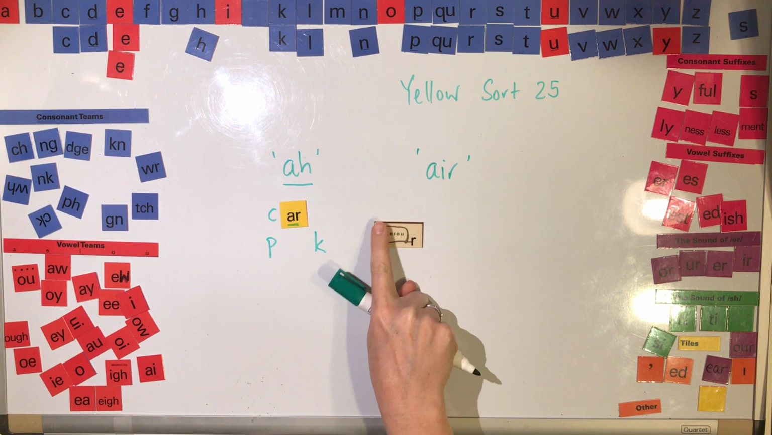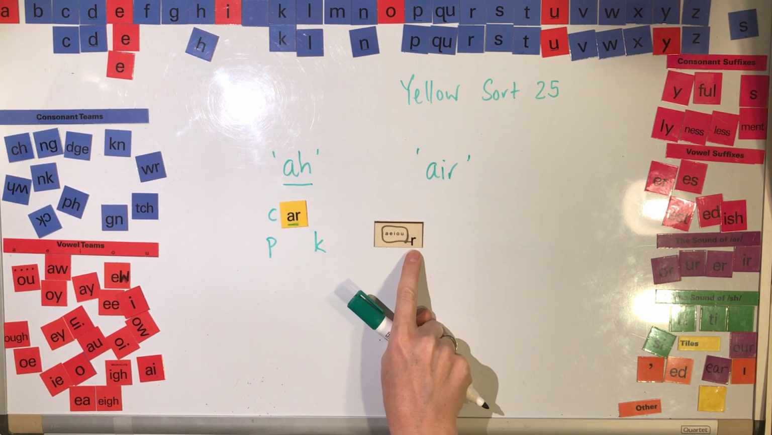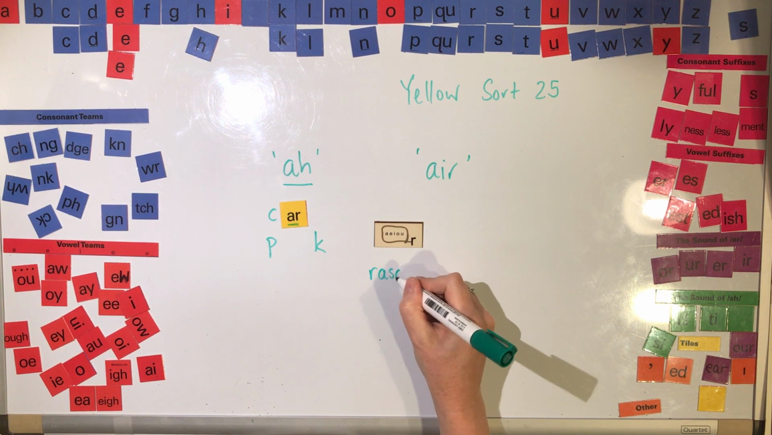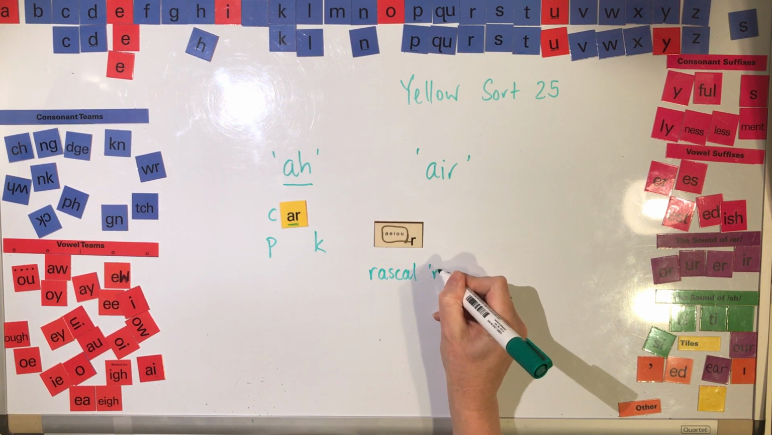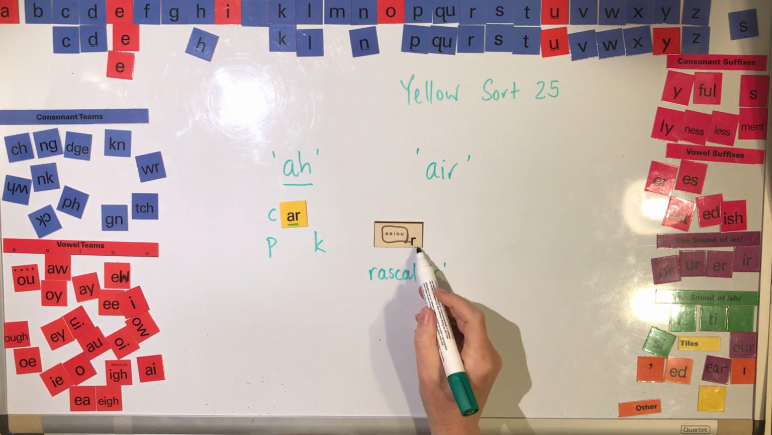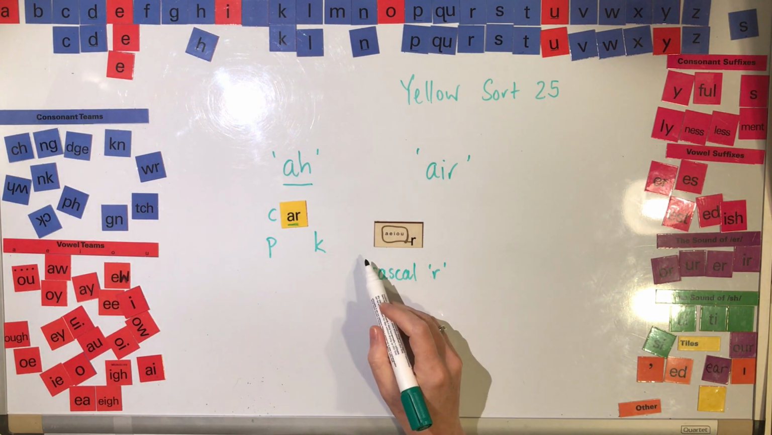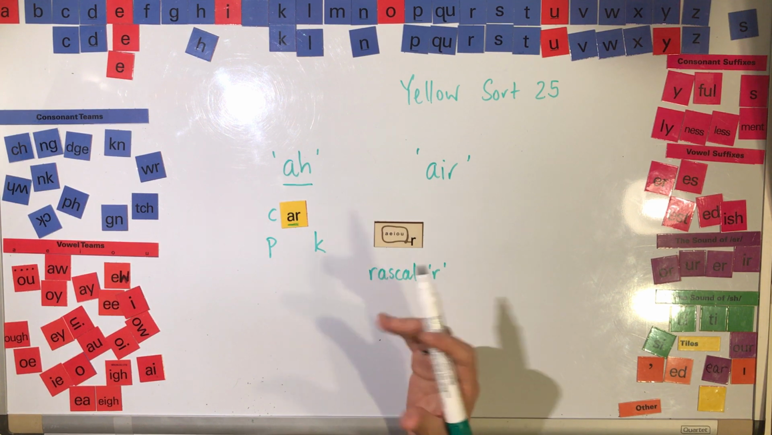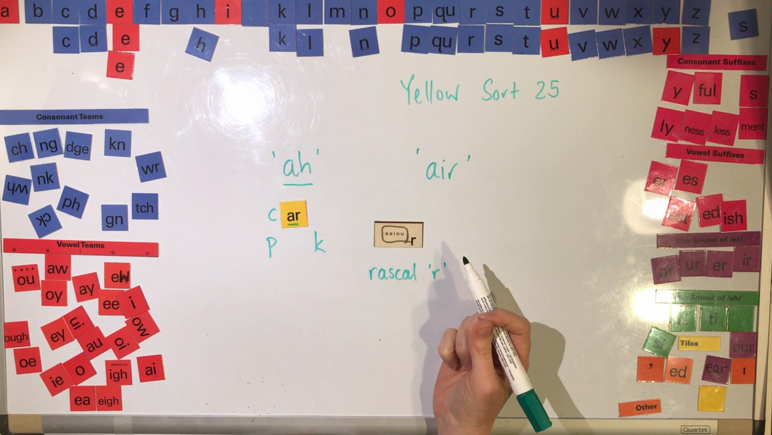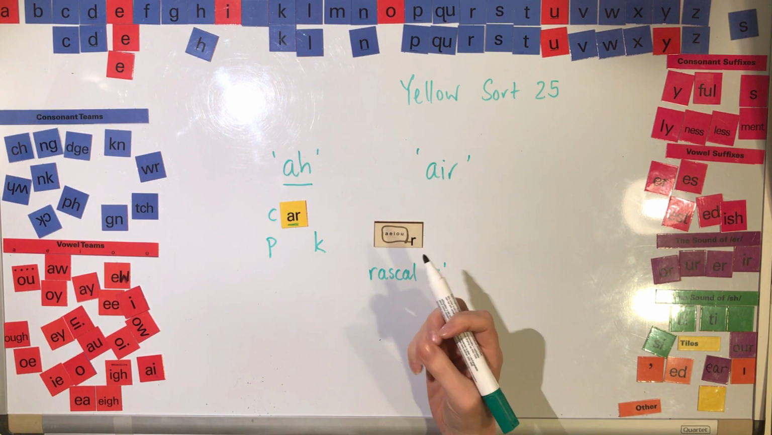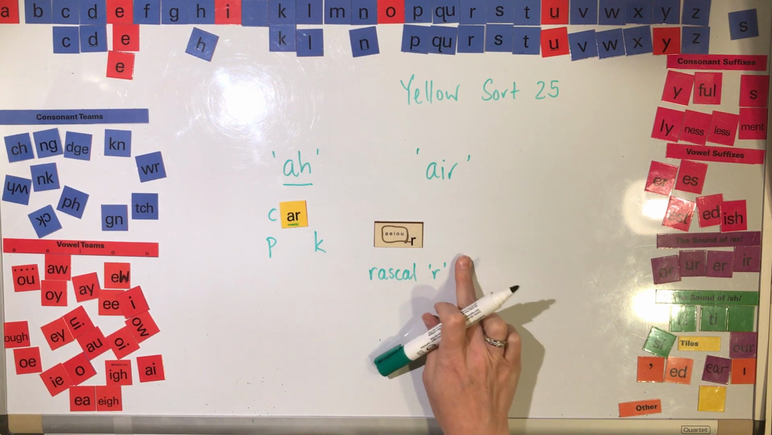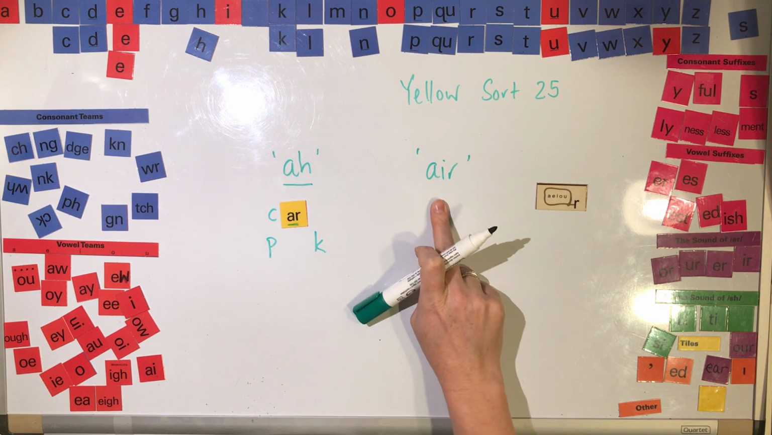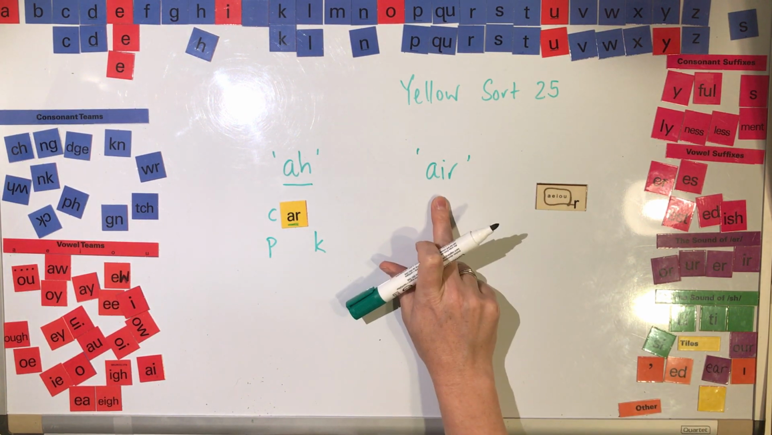Can you see this R has lassoed the vowel? I've sometimes heard R called a rascal. Basically when R is attached to vowels or vowel teams, it can modify or change the way that vowel team speaks or the sound it says. So we'll put little rascal R over here just as a reminder.